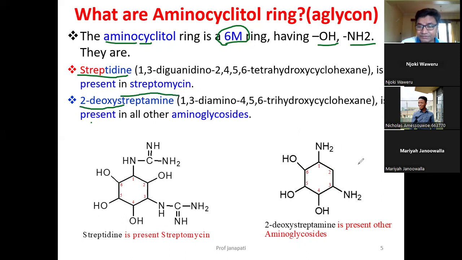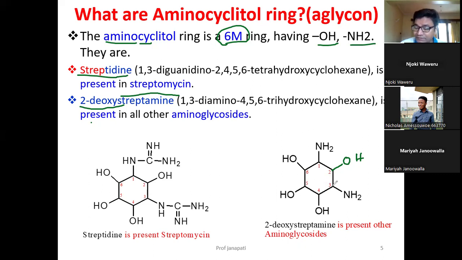2-deoxystreptamine. So let us learn first, for example, if there is one more hydroxyl group here, then it is called streptamine. So what is the name of this? You can see it: 2, 4, 5, 6 tetrahydroxy 1,3-diamino cyclohexane is called streptamine.